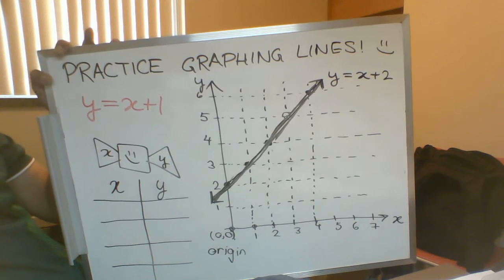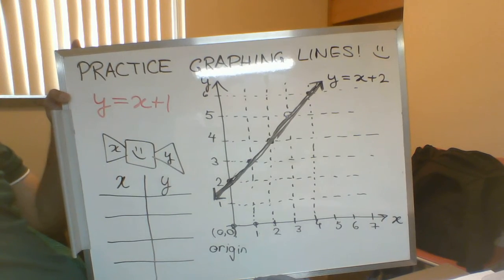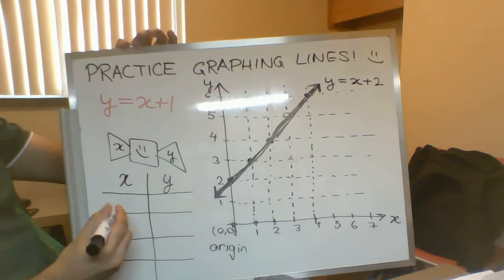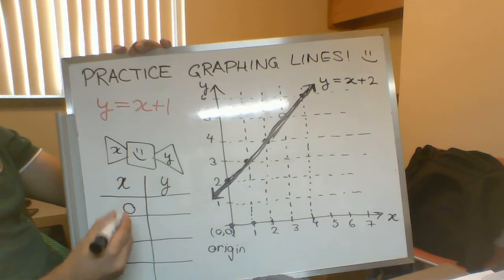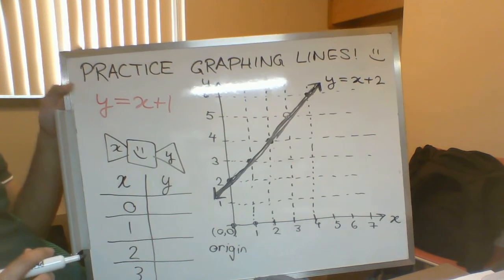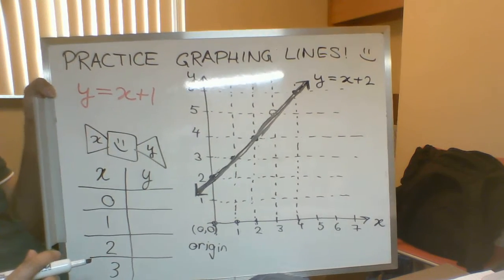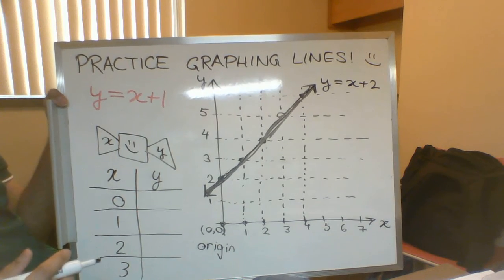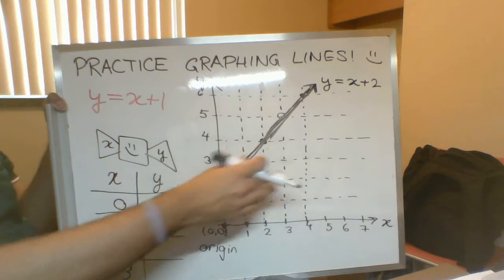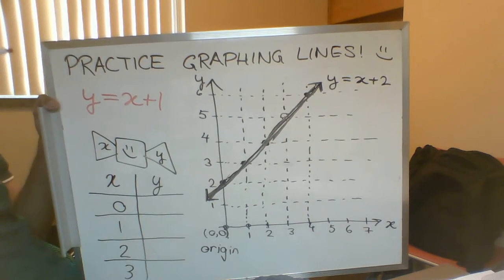So let's begin. We could do the same x values as we did last time. We could do different ones. Let's not skip 3 this time. So we'll do 0, 1, 2, and 3 as our x values, and we have to figure out the y values.